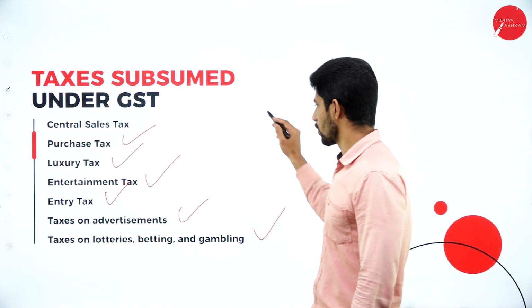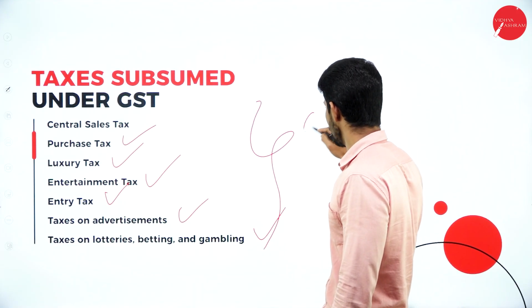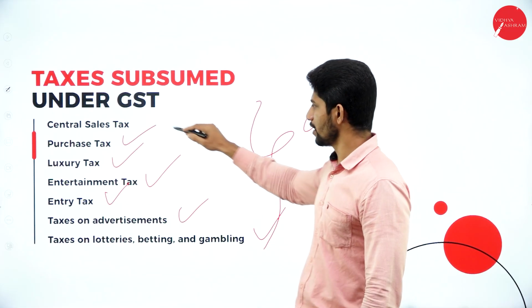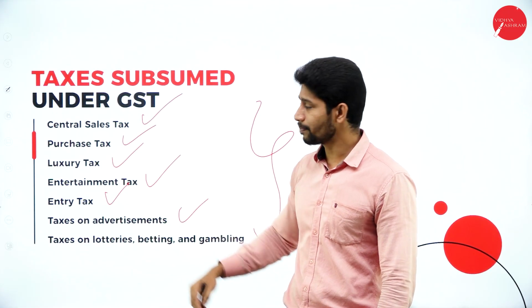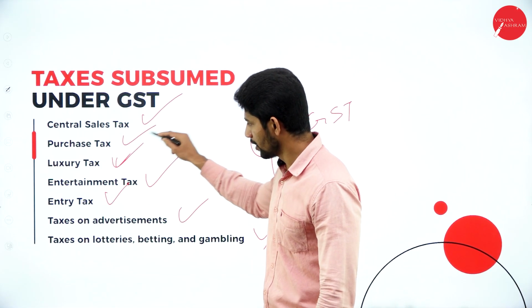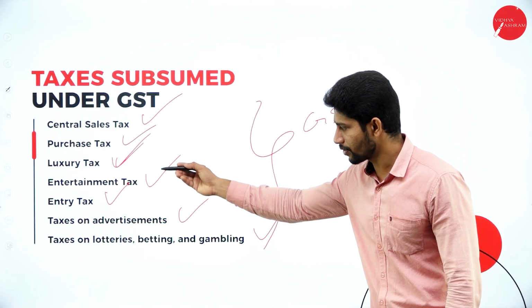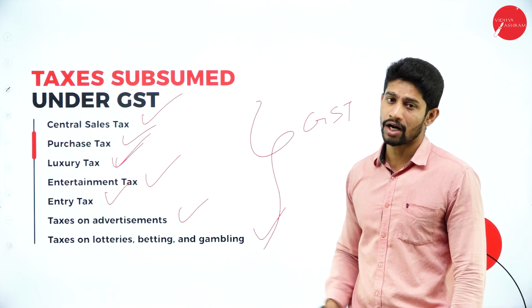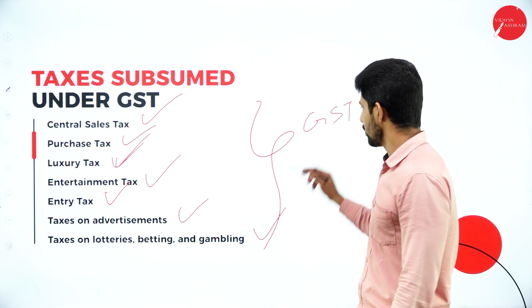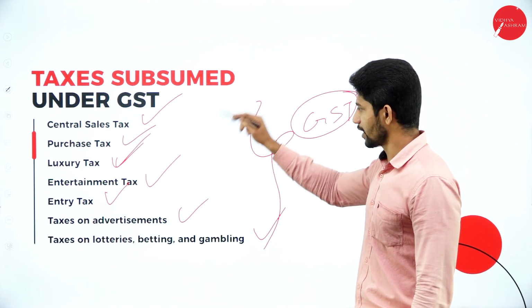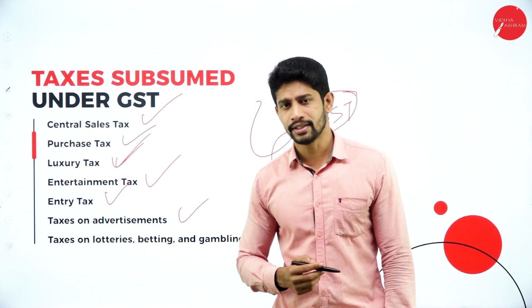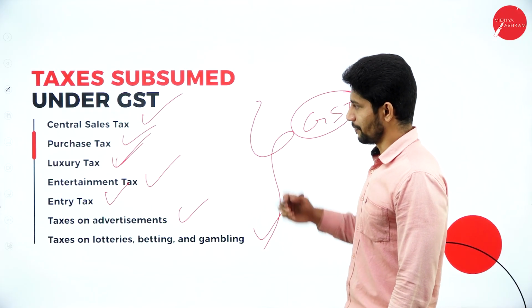Now it is totally called what? It is totally called GST. It is not called sales tax, and it is not called purchase tax, or luxury tax, or entertainment tax, or entry tax, or taxes on advertisement. It is only called GST. So these are the taxes which are subsumed under the GST system.